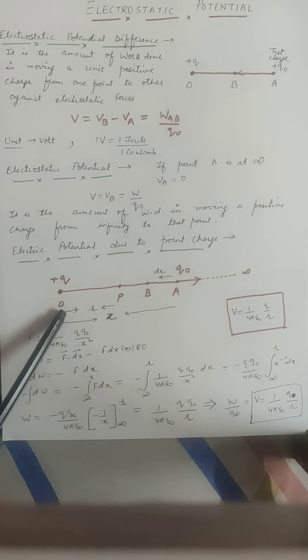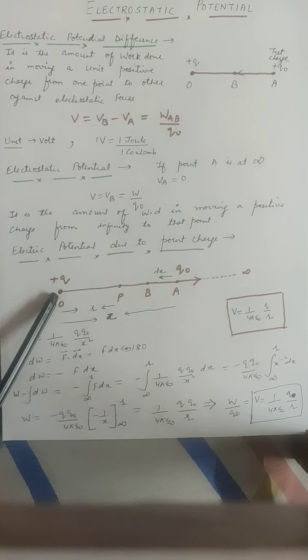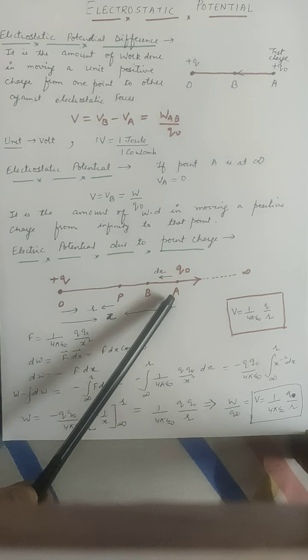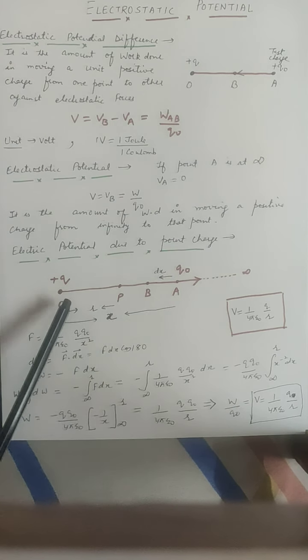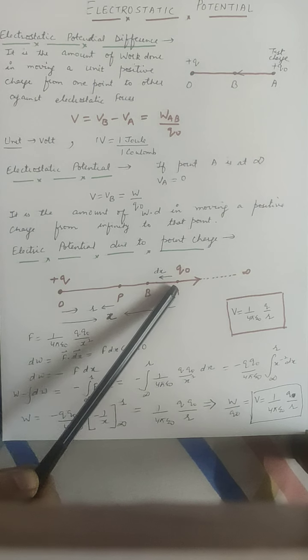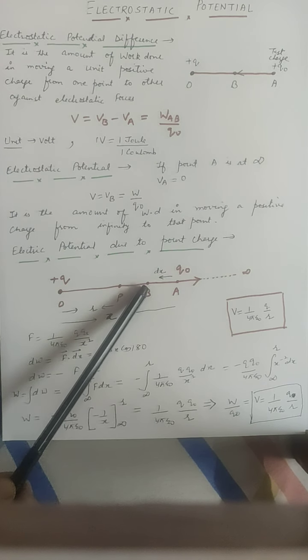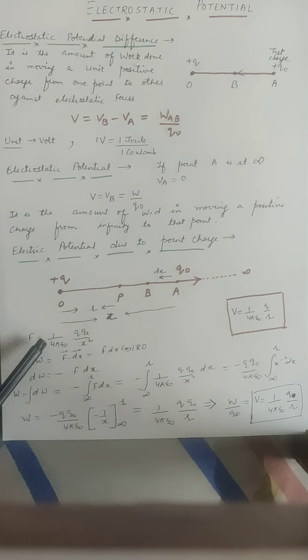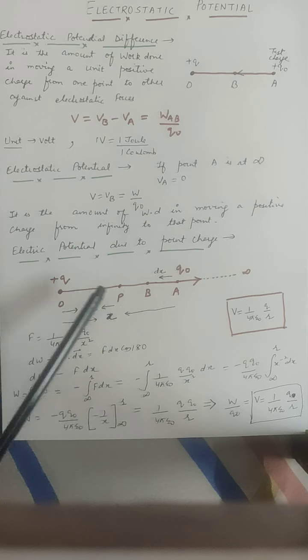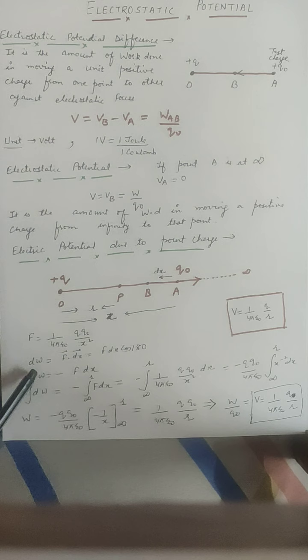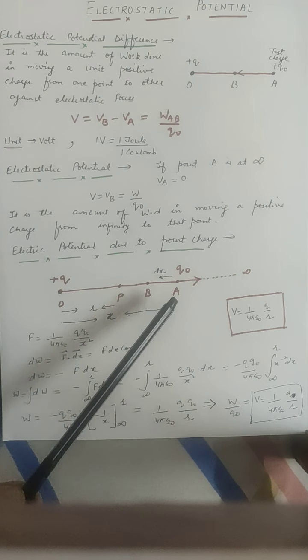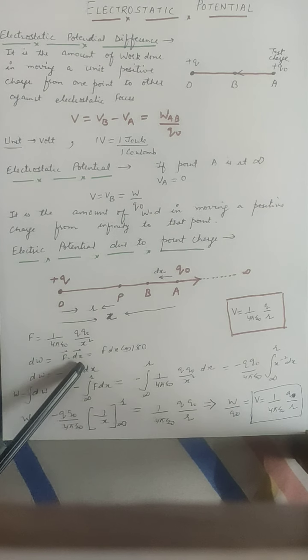Now suppose there is point O where a positive charge is placed. Let the test charge be placed at point A, which is at a distance x from O. Now suppose this test charge is brought to point B and it covers a distance dx. Then the force experienced will be given by 1 upon 4 pi epsilon naught, q naught upon x square, by Coulomb's law. Since we are bringing this charge against the electrostatic force, we have to do work. So this small amount of work done in moving a charge from A to B will be F dot dx.